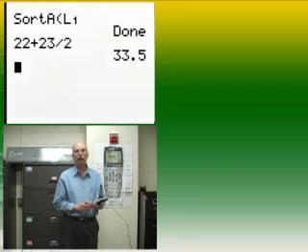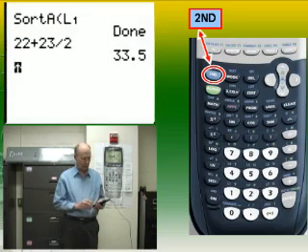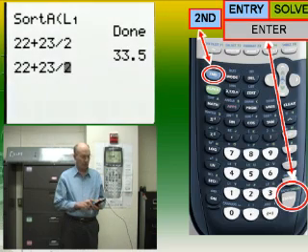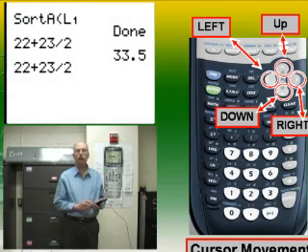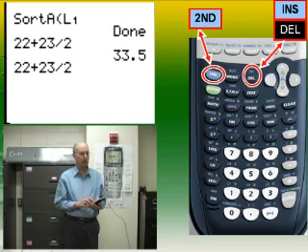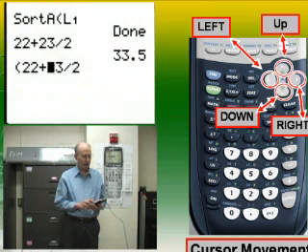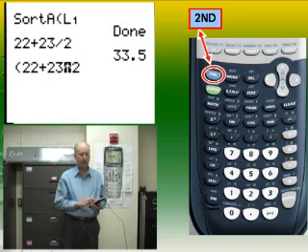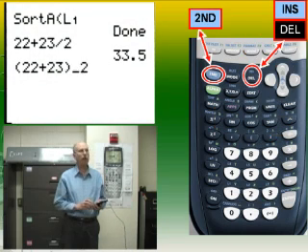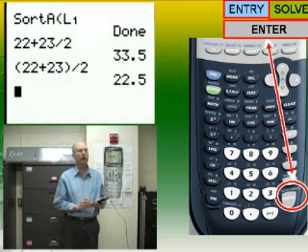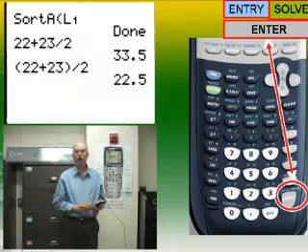We can bring that calculation back by pressing second entry. We're going to scroll over to the 22. We're going to insert a parentheses. We do that by hitting second insert and putting a parentheses in place there. Scrolling over in front of the slash, hitting second insert again, putting a closing parentheses in there, and now hit enter. And we can see that the median of that data set is 22.5.